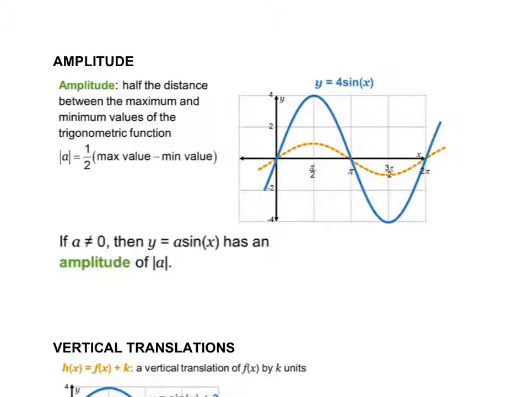So the amplitude is this value for A. Amplitude is half the distance between the maximum and the minimum values of a trigonometric function. So when we just have a regular sine function, and I'm going to color that in this orange color over here, this is the graph y equals sine of x. Now we have to think about there being a multiplier of 1 in front of sine of x.